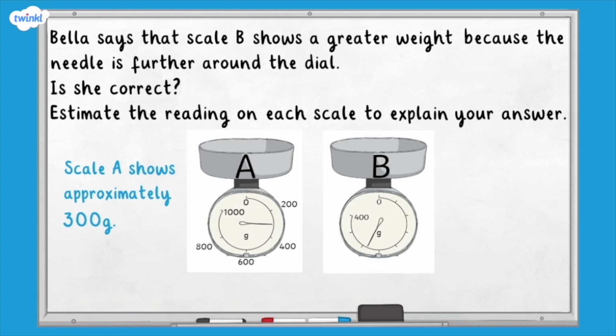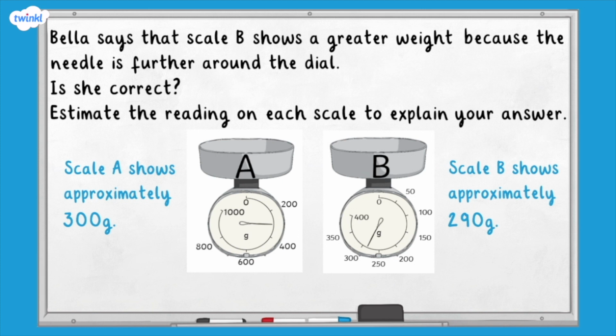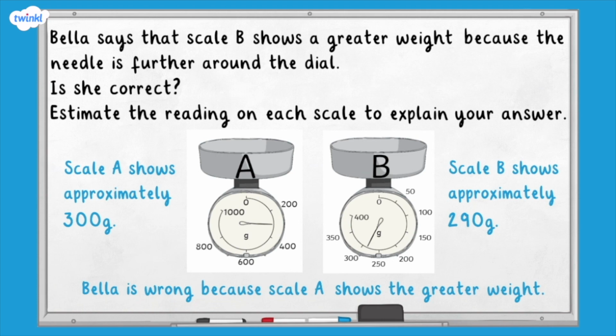The number line on scale B goes from 0 to 400 grams and is split into 8 sections. So each section is 50 grams. The needle is pointing between 250 and 300 and is closer to 300. So scale B shows approximately 290 grams. So Bella is wrong because scale A shows a greater weight.